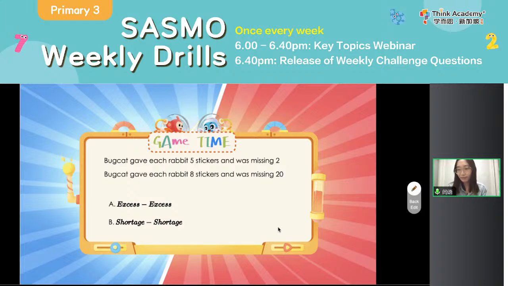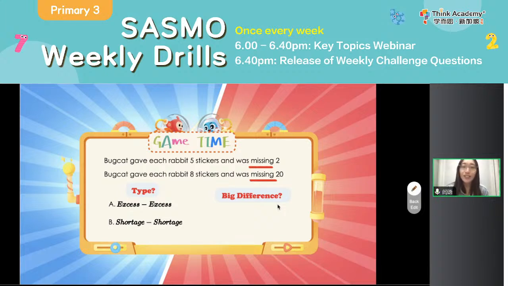And then for the second one, what about the second one? Well, let me help you read. Bucket gave each rabbit 5 stickers and was missing 2. Okay, pay attention. Keyword, missing 2. Bucket gave each rabbit 8 stickers and was missing 20. Okay, so again, everyone please tell me what is the type? Yeah, what is the keyword? Pay attention to the keyword. Missing. So what is the meaning of missing? Good job. That is the shortage.